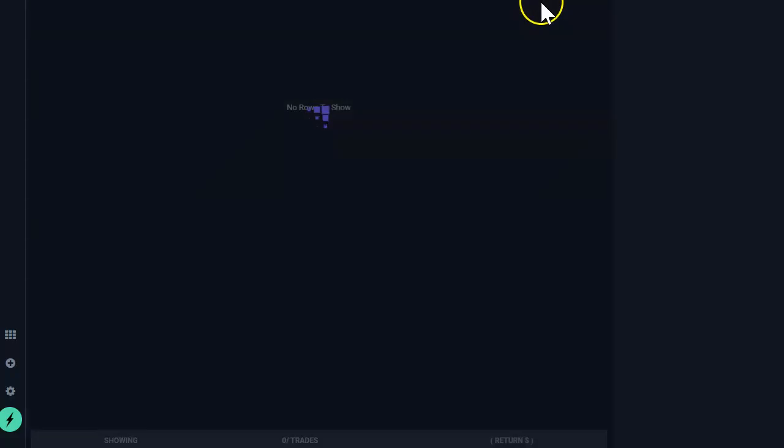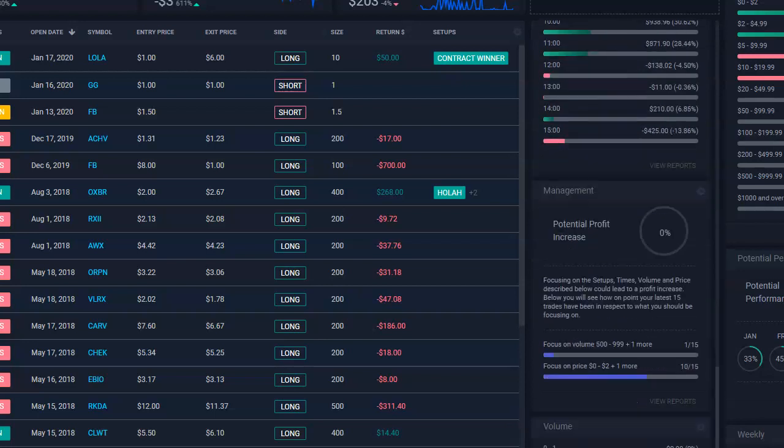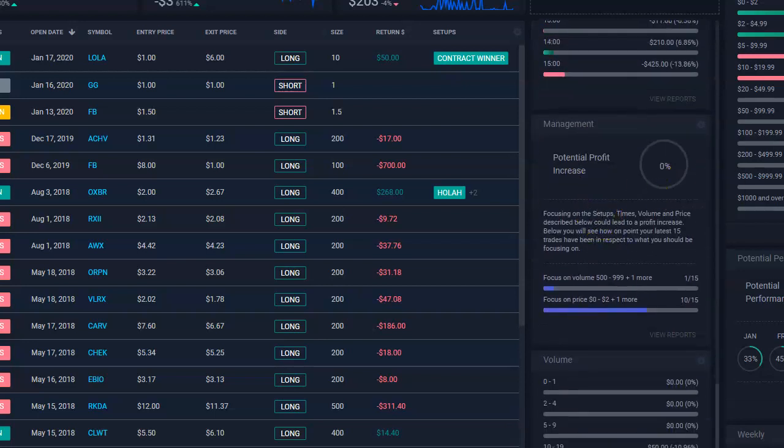Now I'm going to go back to the dashboard. And in the dashboard, I'm just going to pull this trade management. Okay. And this is the demo account, so I don't know why it's not giving me, but it should say here that I might be able to increase my potential profit by 100%. Why by 100%? Because that's what we saw in the other screen.